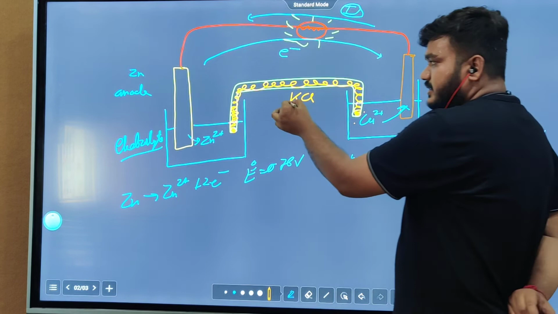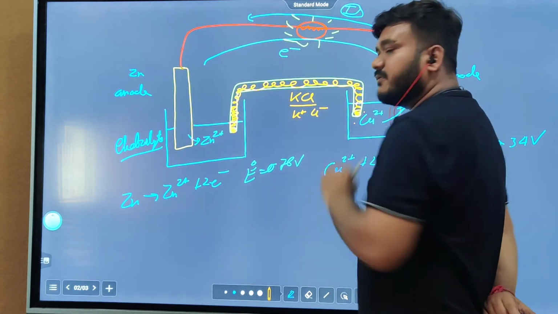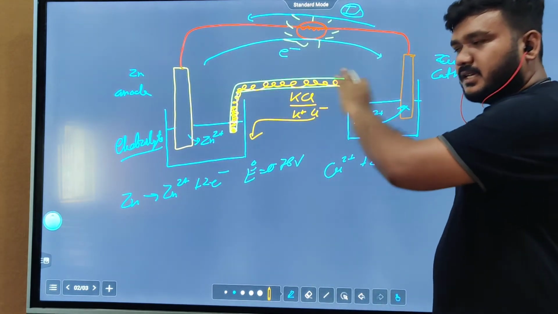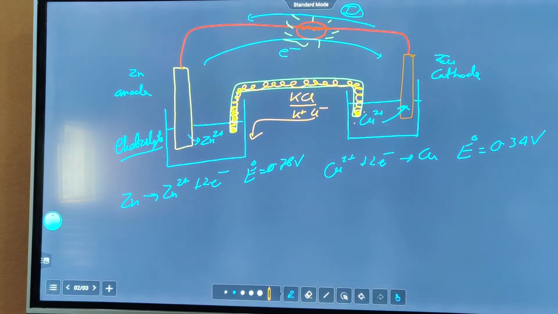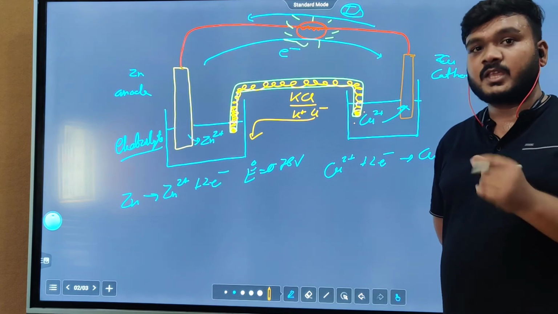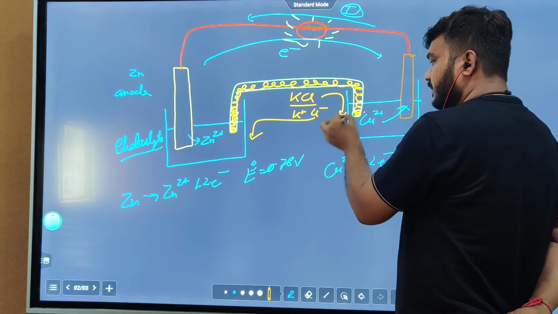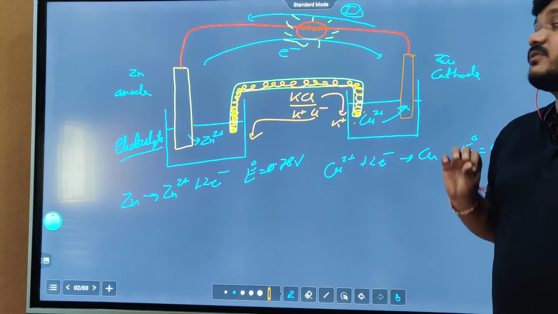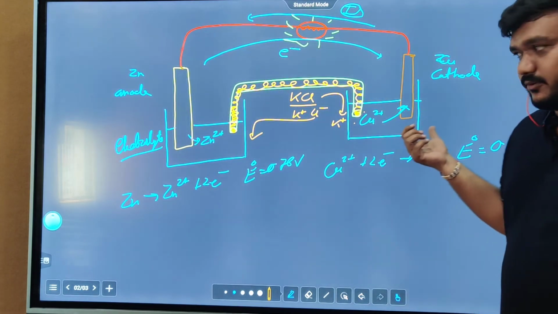So what we use is a salt, which will give you K+ and Cl-. Here the positive ion is more, so Cl- will move to this side and try to balance it. Similarly, here Cu2+ ion is moving away, so the positive ion concentration is low and the negative ion concentration is high. In order to balance it, K+ ion moves to this side. This is how electrical neutrality is built. So this is the function of the salt bridge, to maintain electrical neutrality between the anode and cathode.